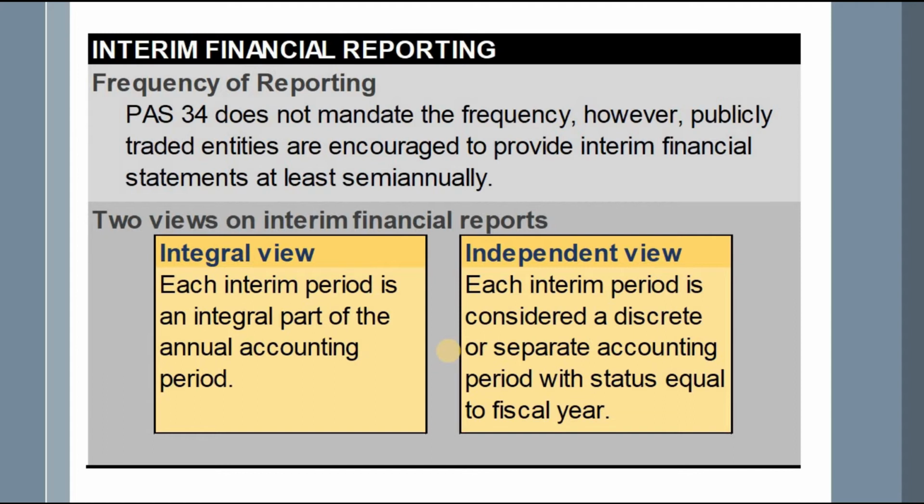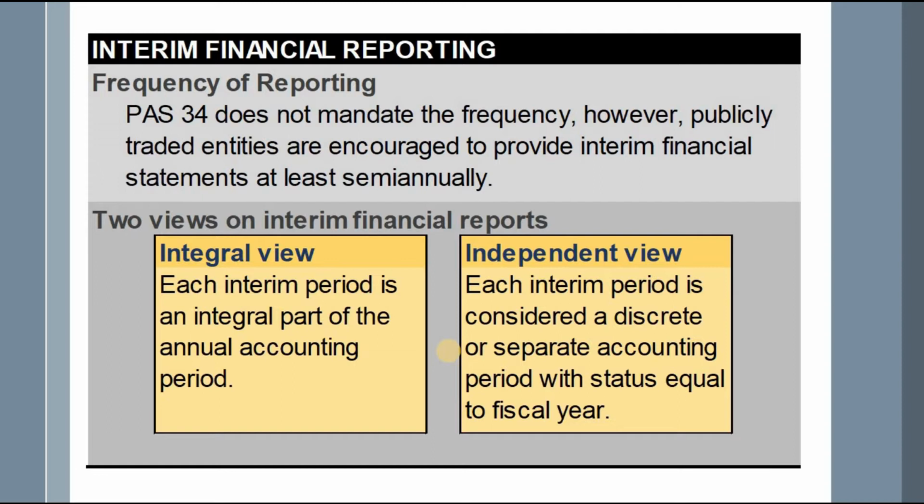For interim financial reports under PAS 34, the frequency of reporting is not mandated by the standard. However, publicly traded entities are encouraged to provide interim financial statements at least semi-annually, or every 6 months. Basically, there are 2 views on interim financial reports. These are the integral view and the independent view.